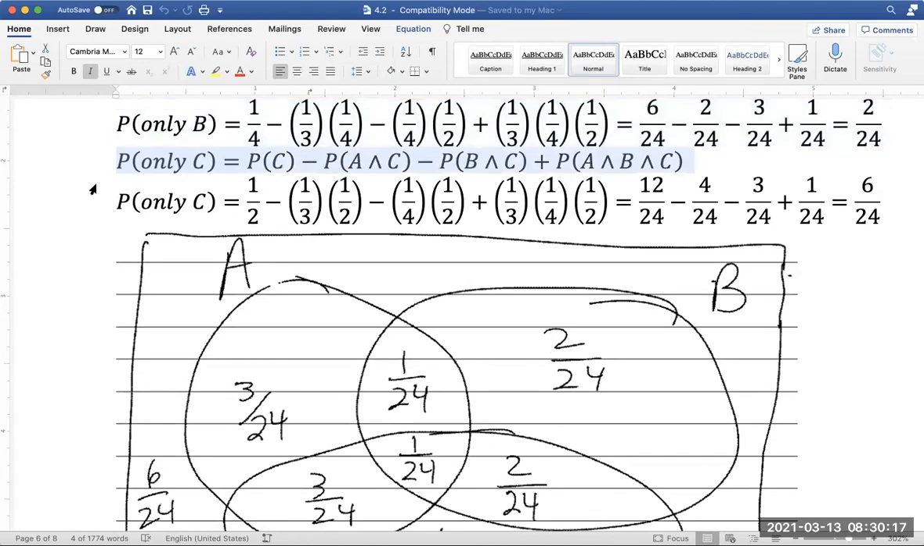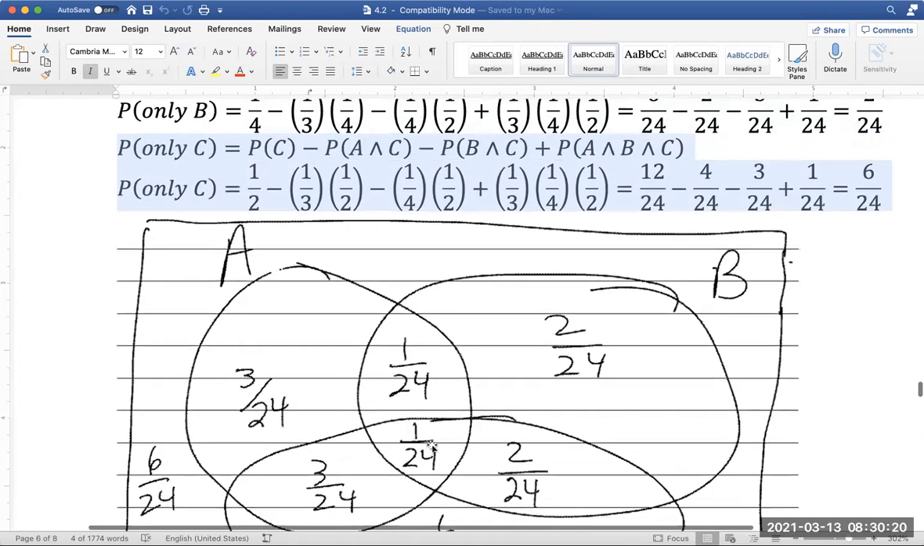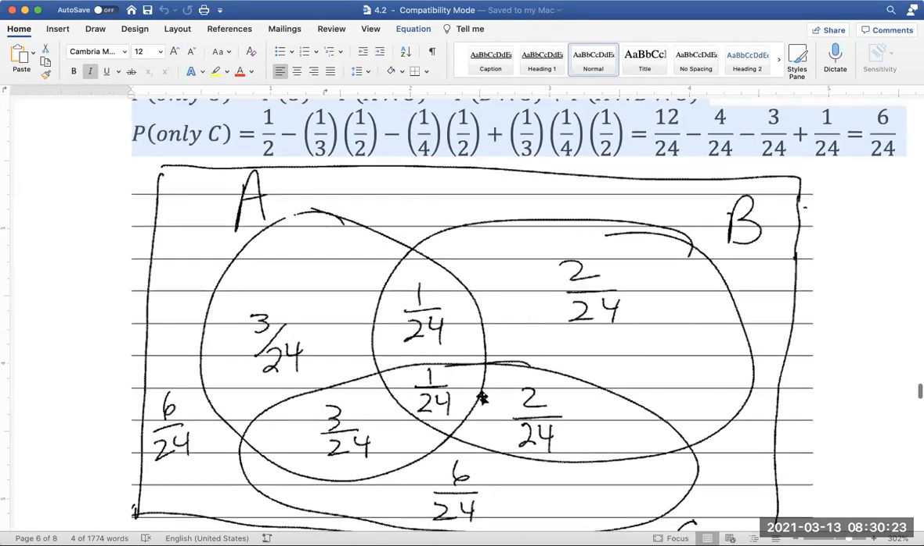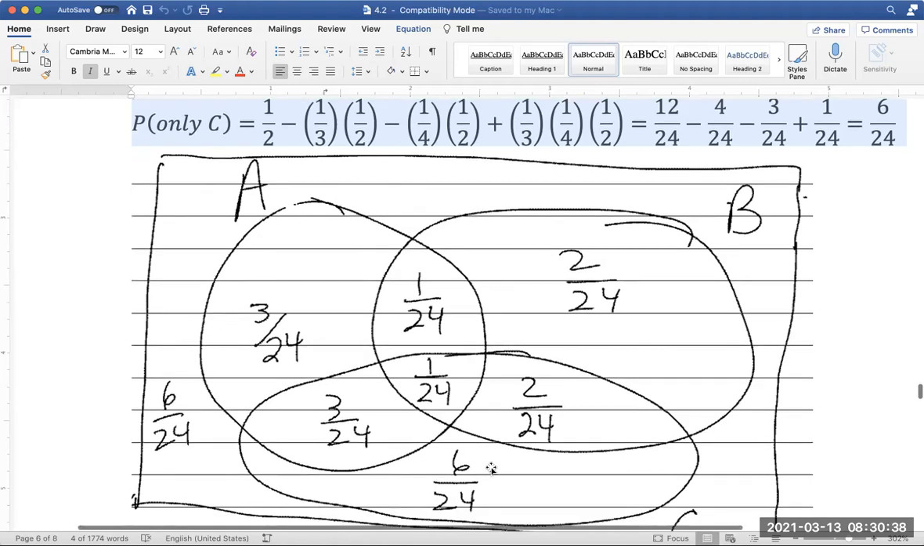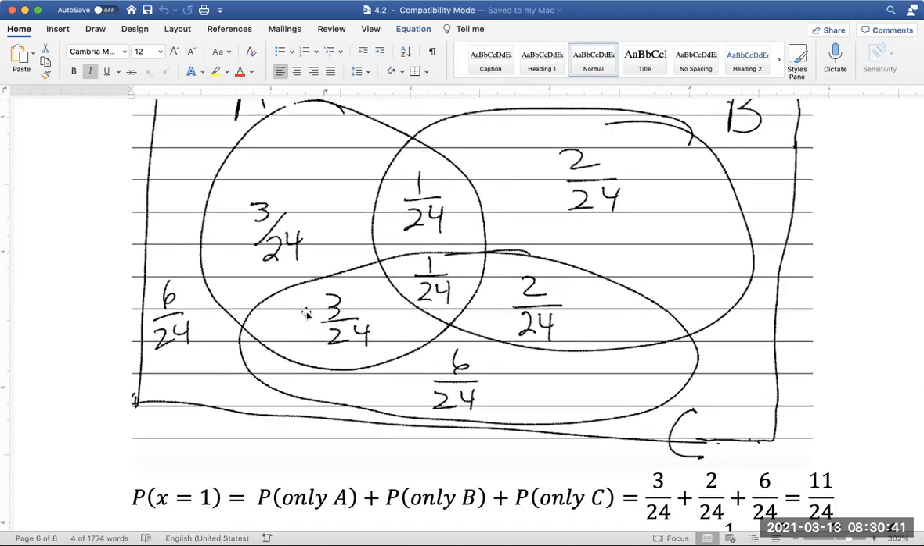And lastly, let's figure out this region here. This is 1/2, 12 out of 24, minus 3 is 9 out of 24, 8 out of 24, 6 out of 24. So this is 6 out of 24. Now, 3 plus 1 is 4, 6, 9, 10, 12, 18 out of 24. Therefore, the region on the outside is 24 out of 24 minus 18 out of 24, which is 6 out of 24.